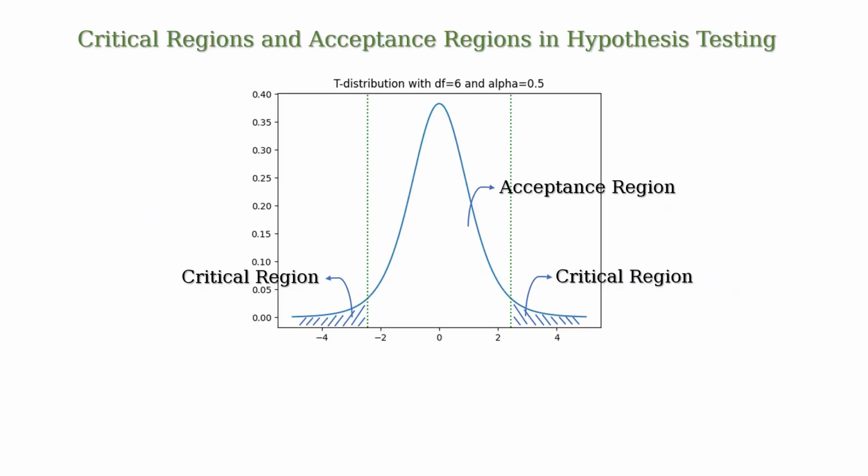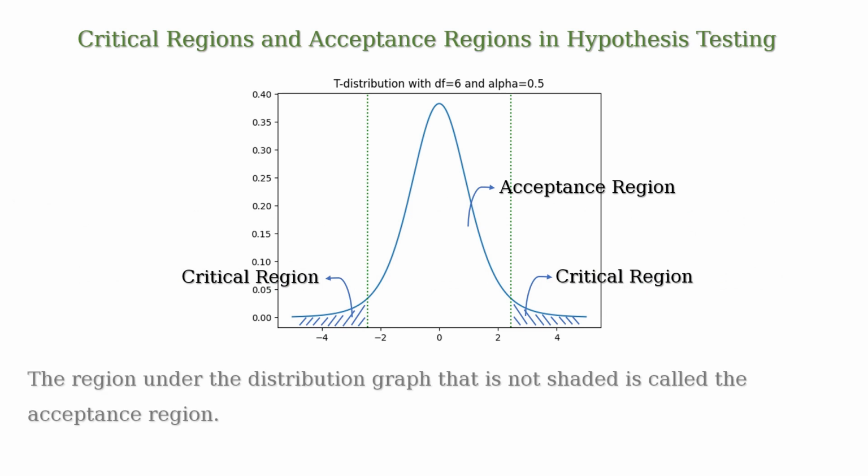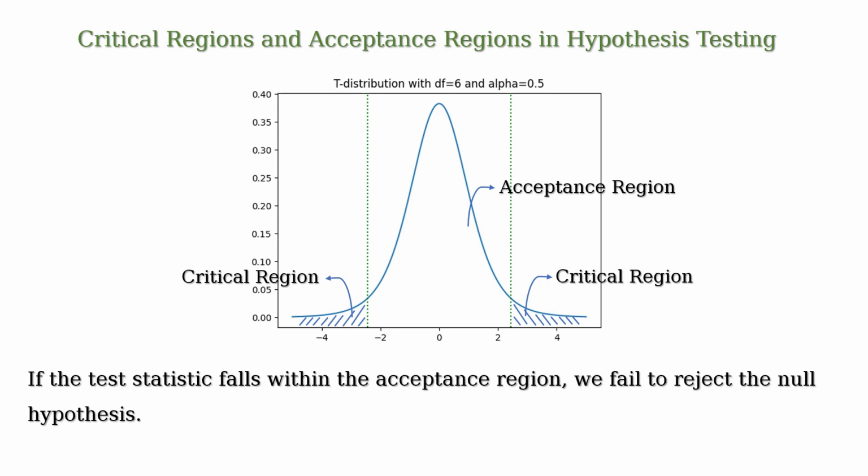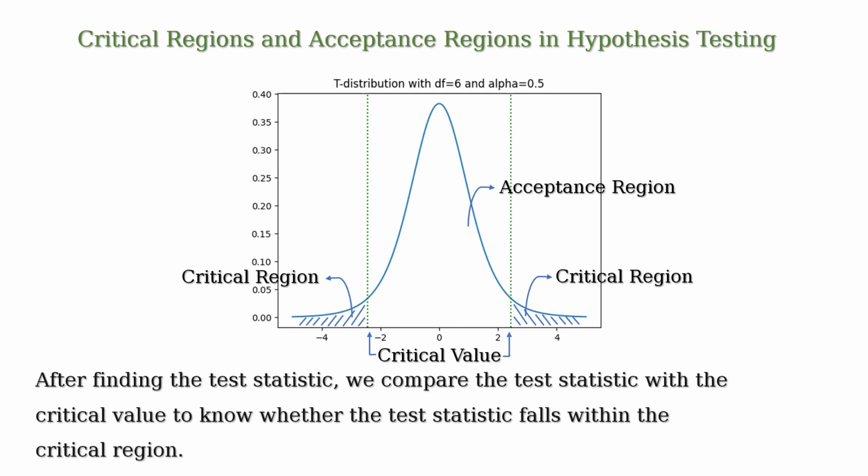So, the region under the distribution graph that is not shaded is called the acceptance region. If the test statistic falls within the acceptance region, we fail to reject the null hypothesis. Please note that after finding the test statistic, we compare the test statistic with the critical value to know whether the test statistic falls within the critical region.